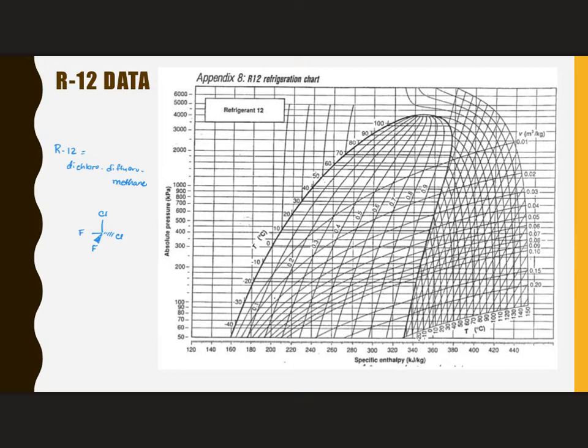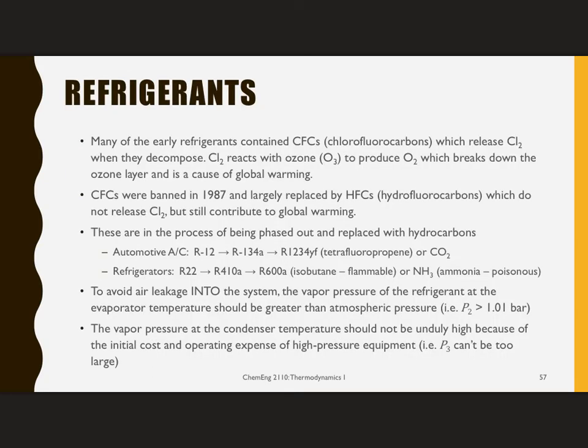I'm going to take a break here and remind you of what some of these things really are, because we call these by names that are not chemically descriptive. R12, its chemical name is difluoromethane. If you were to draw it, it's going to look like a methane molecule, that little tetrahedron shape, okay, with 2 fluorines attached and 2 chlorines attached. Now, these are called chlorofluorocarbons. They will release that chlorine when they decompose.